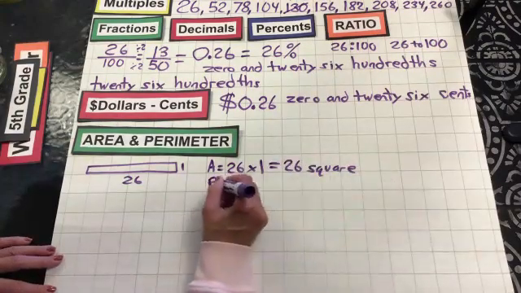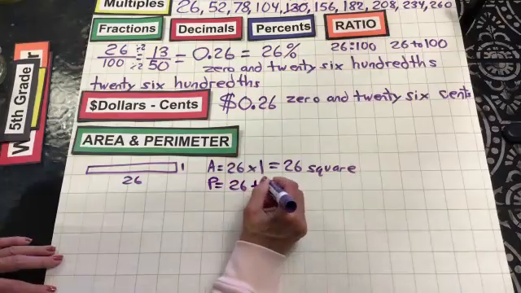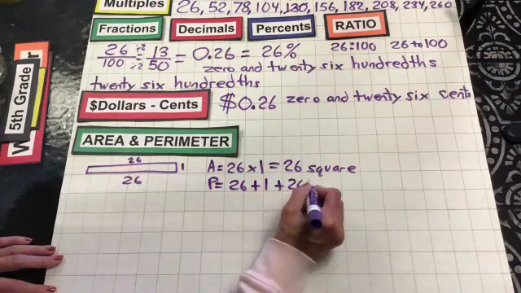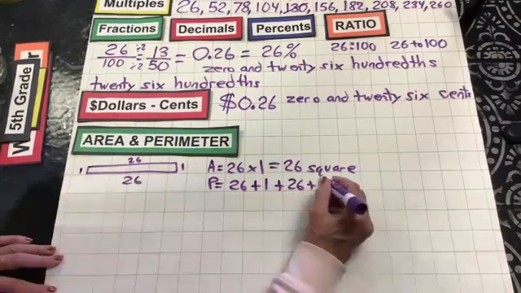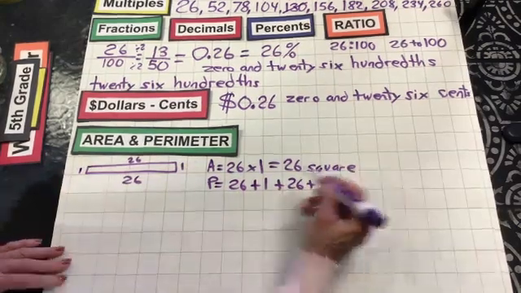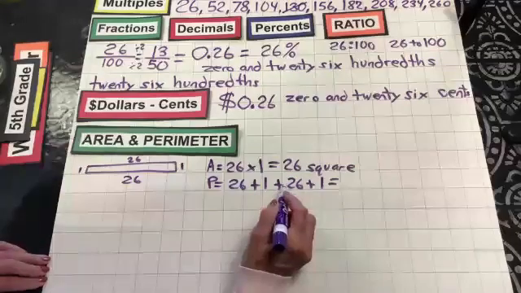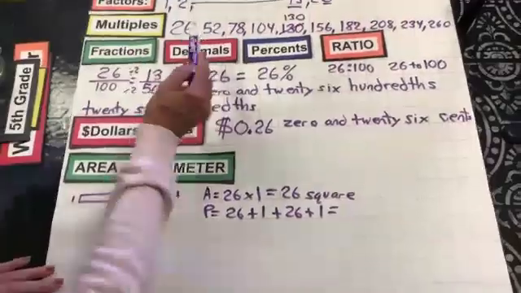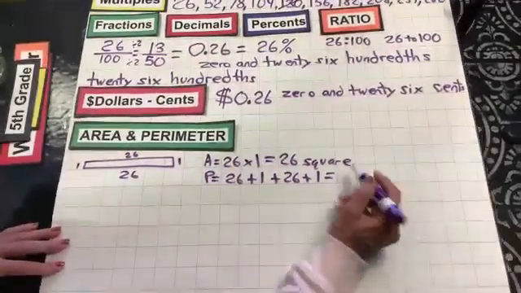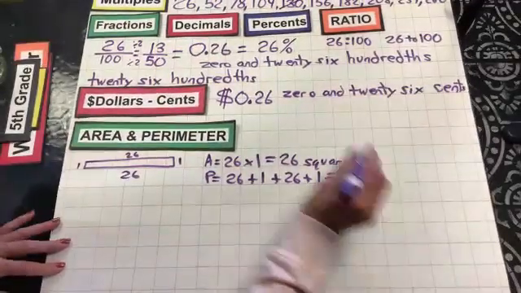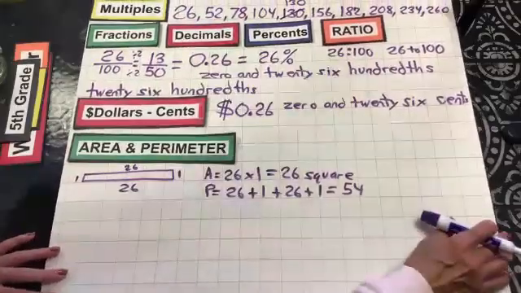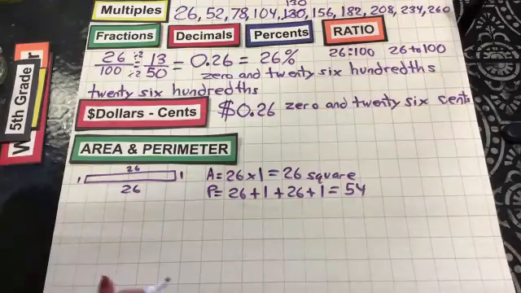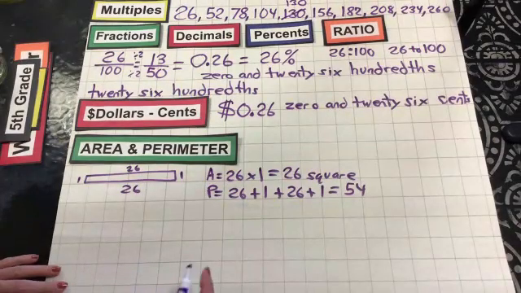Our perimeter there would be 26 plus 1 plus this 26 plus that 1. And that equals, we know 26 plus 26, according to our multiples up here, was 52, plus 2 more is 54. So I'm using what I have to help me do this addition quickly. And the more I do that, the more I'll remember these different numbers.